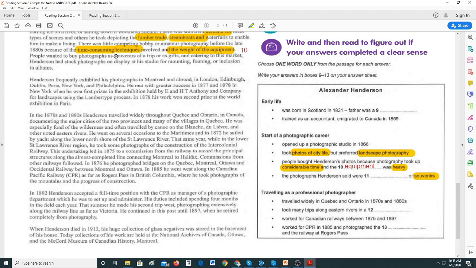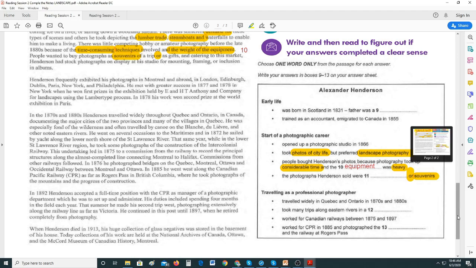Great. So it got souvenirs in the very next line. So it says people wanted to buy photographs as souvenirs of a trip or as gifts and catering. So we're not going far away. Just see or here, and here you can see or as well. So these two ors are making sense just because before this or souvenirs is given and after this or gifts is given.